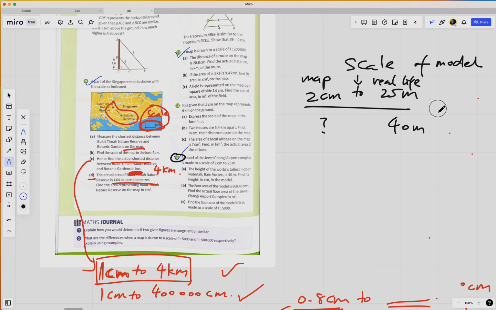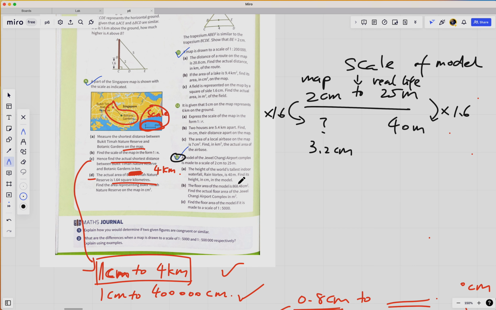Just ask yourself, how do you get 25 to 40? It's not plus. 40 divided by 25 gives you 1.6, so it's times 1.6 to get from 25 to 40. Therefore you also need to times 1.6. So 2 times 1.6 is actually 3.2 cm.